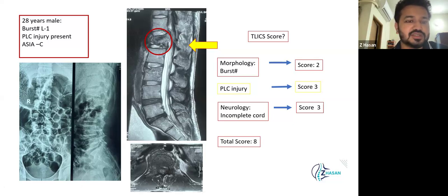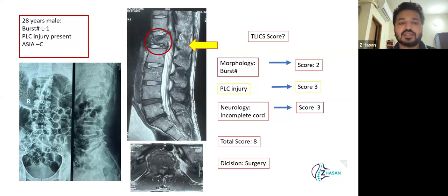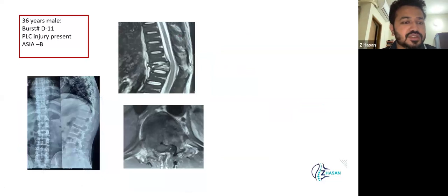So the decision making is like a piece of cake now. Now the decision making is surgical. So next, move to the next case. So this is another case.